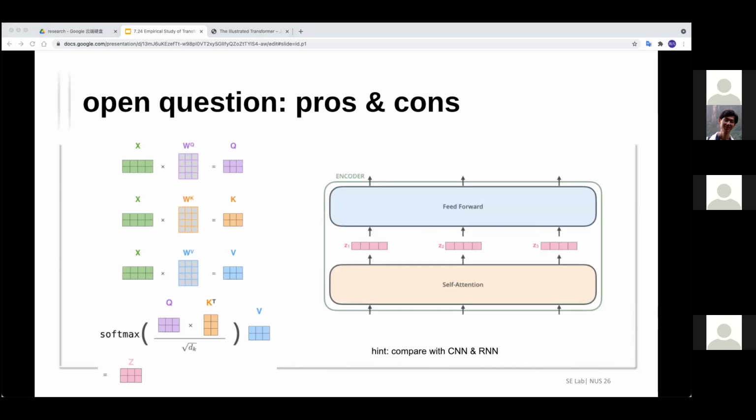It works in parallel. You don't need to process token by token. And compared with CNN, I think it tries to borrow the idea from CNN. Yes, CNN is also parallelized, it has a kernel. But what's the con of CNN? CNN only looks at a local region, it does not look at the global relationship.